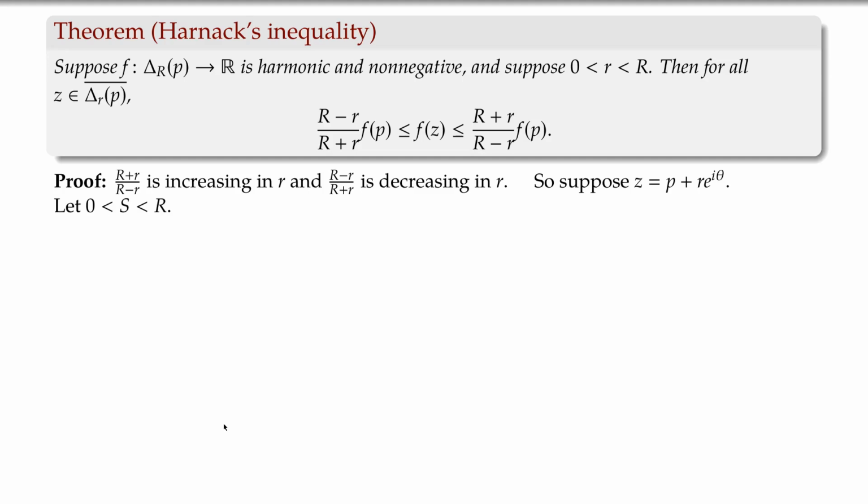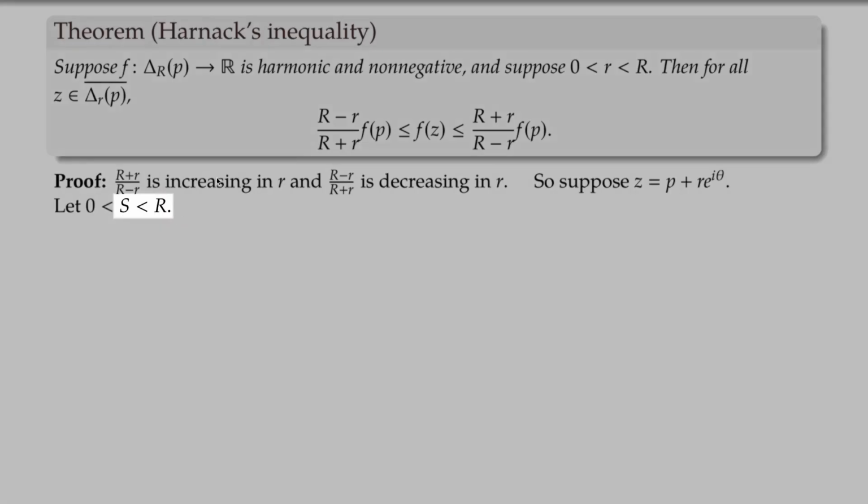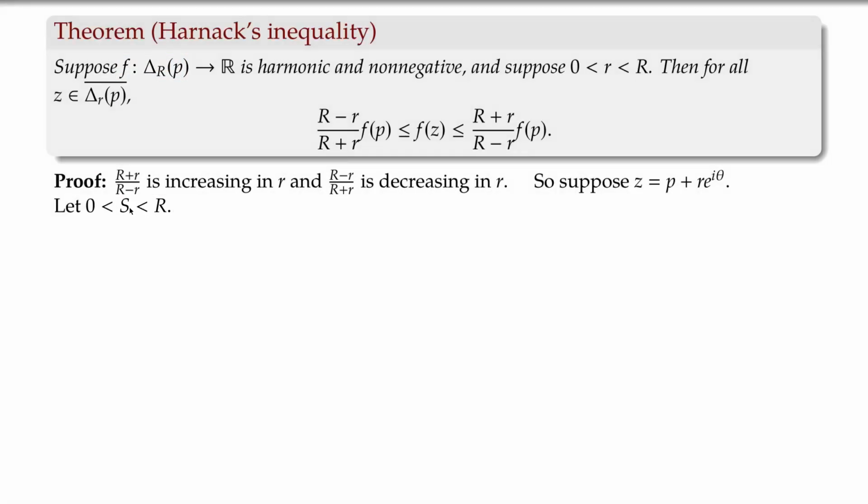All right, let s be something less than R, and that's really just because we don't have f defined on the boundary of this disk. But this is going to be an arbitrary s, and in the end we're going to take a limit. If we prove this with s over here, we can just take a limit, and that's what we're going to do.